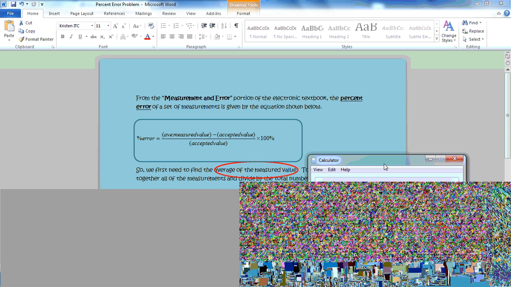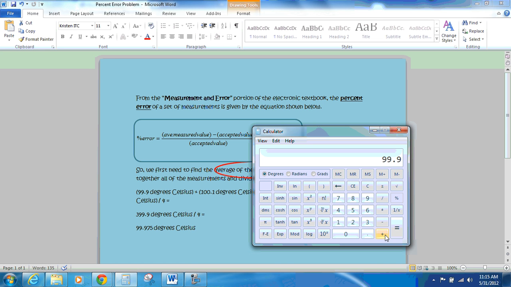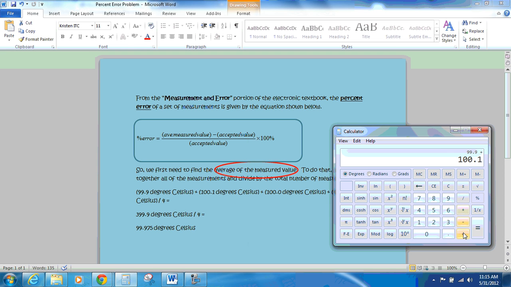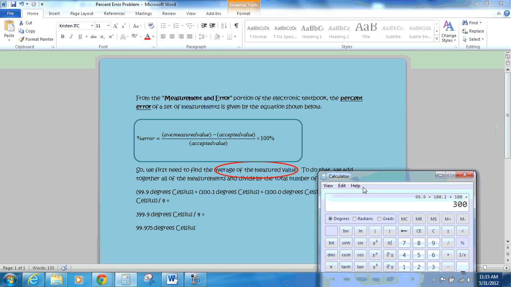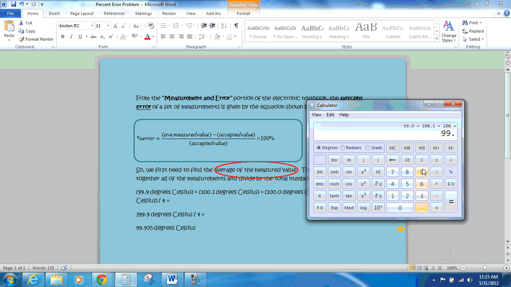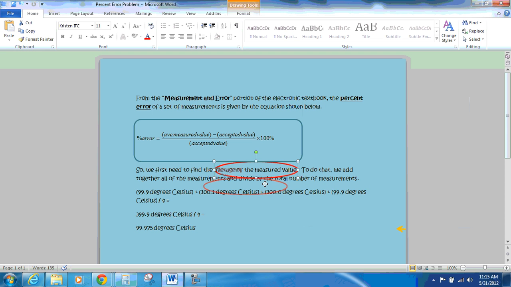So 99.9 plus 100.1 plus 100 plus 99.9 equals, and then we divide the whole thing by the total number of measurements made by thermometer 1, which is 4. And we're left with 99.975 degrees Celsius.